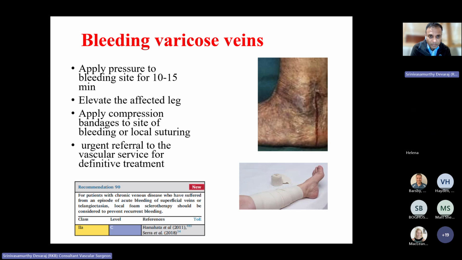Sometimes these above measures may not control the bleeding. They may require a referral to accident and emergency or vascular service for definitive treatment, but it's unusual. Most of the bleeding can be controlled with compression therapy. When we do see patients with acute bleeding, we tend to perform foam sclerotherapy to these bleeding varicose veins.